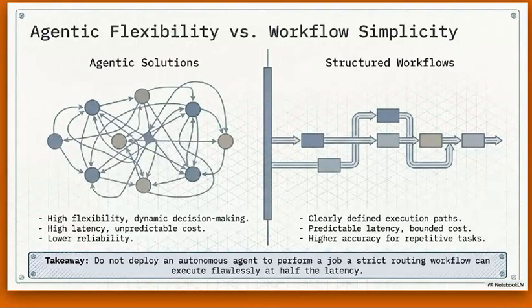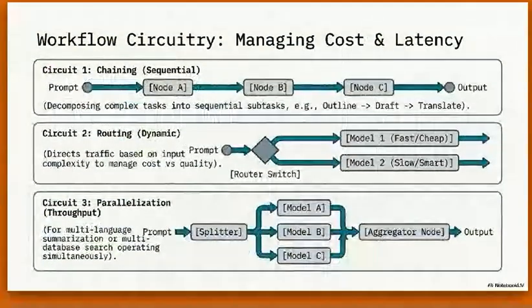Chaining manages state and attention focus. If you ask a single model to outline, draft, and translate a 10,000-word document all in one pass, its attention mechanism gets diluted across multiple distinct objectives. It'll lose track of what it's doing. It will inevitably drift or hallucinate. But by isolating each step into a sequential chain, each node has a highly focused, localized prompt. The quality of the final output is drastically higher.